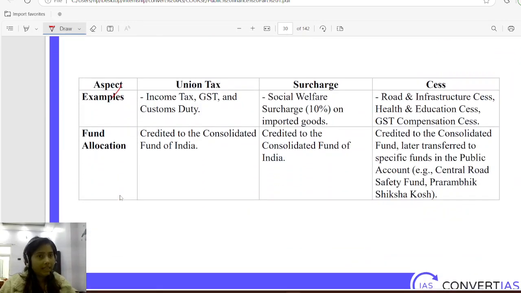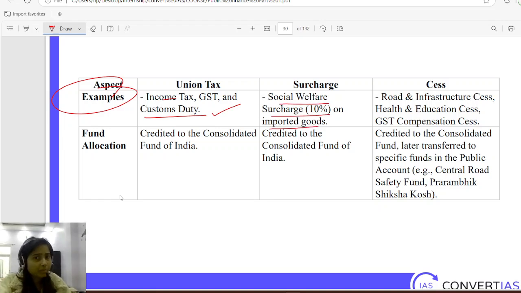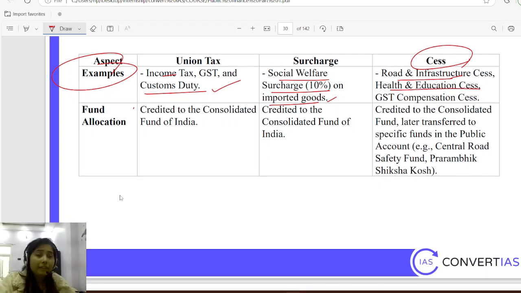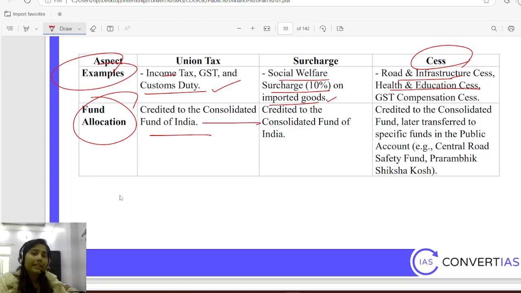Then, for example, income tax, GST, customs duty, social welfare surcharge, 10% on imported goods. Then cess, road infrastructure cess, health and education cess, same thing. Fund allocation, I have already explained. Whatever funds the government is getting in the form of revenue or capital receipts, all will go into the Consolidated Fund of India. Then surcharge also goes into the Consolidated Fund.